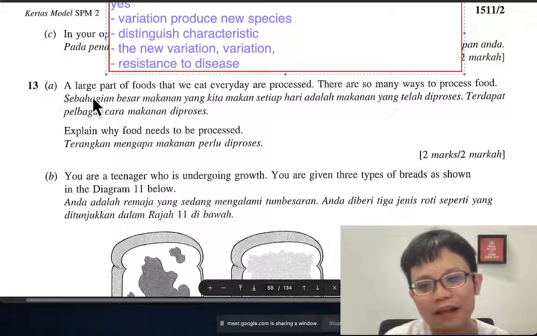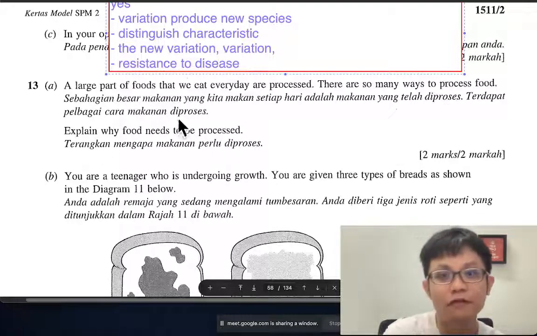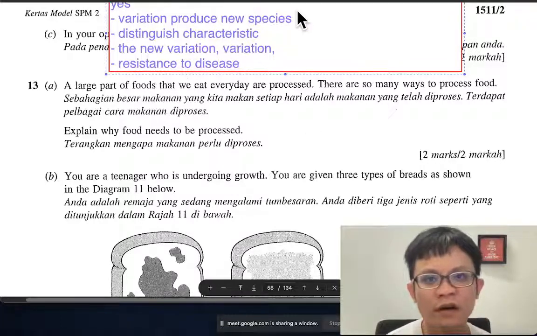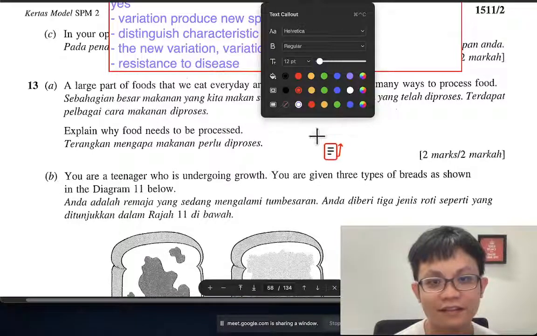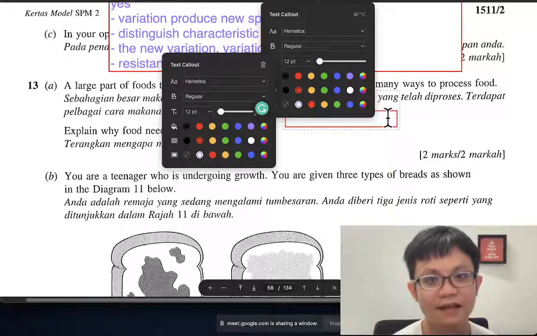A large part of the foods that we eat every day are processed. Correct. There are so many ways to process food. This one I think is here. Explain why food needs to be processed. Why does food need to be processed? Foods need to be processed to increase the life. To increase the life. No, to increase the time of preservation.